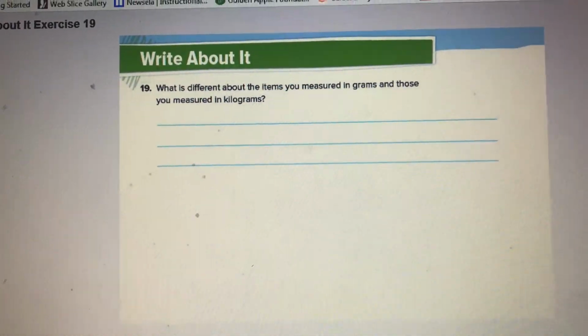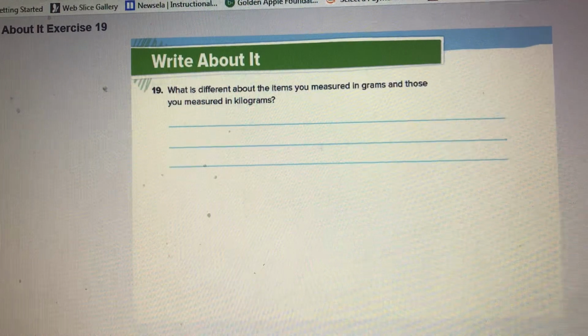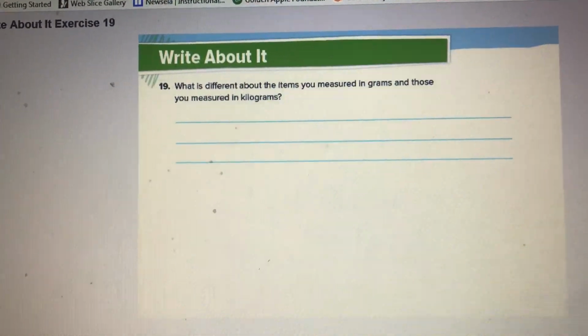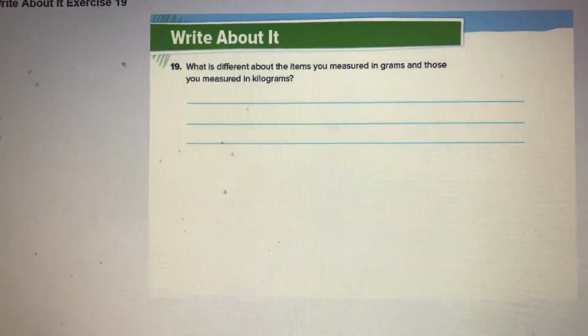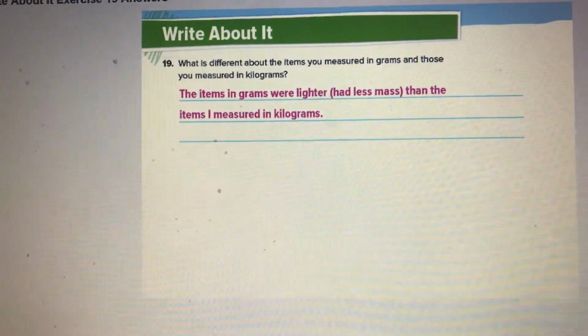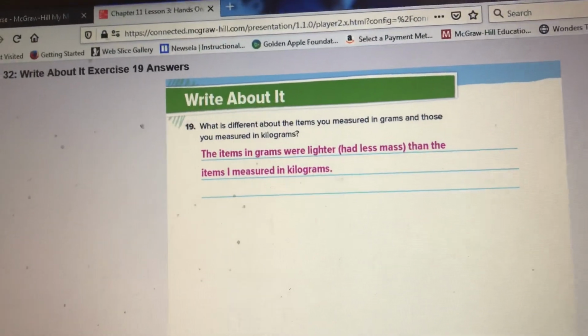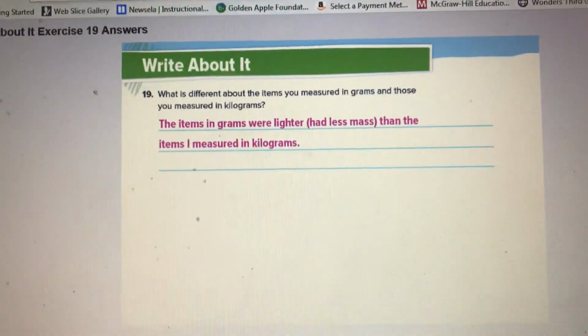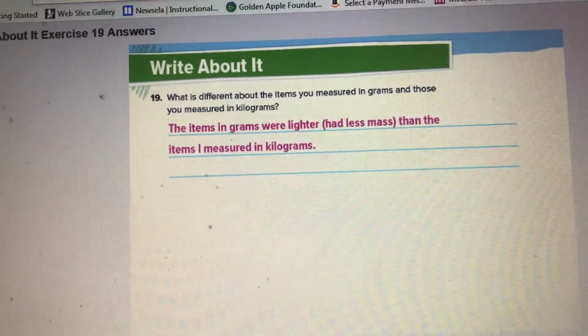And what is different about the items you measured in grams and those you measured in kilograms? Before we write the answer, I'm thinking that the things you measured in grams were probably smaller, right? Or lighter, had less mass. The items in grams were lighter, had less mass than the items I measured in kilograms, okay?